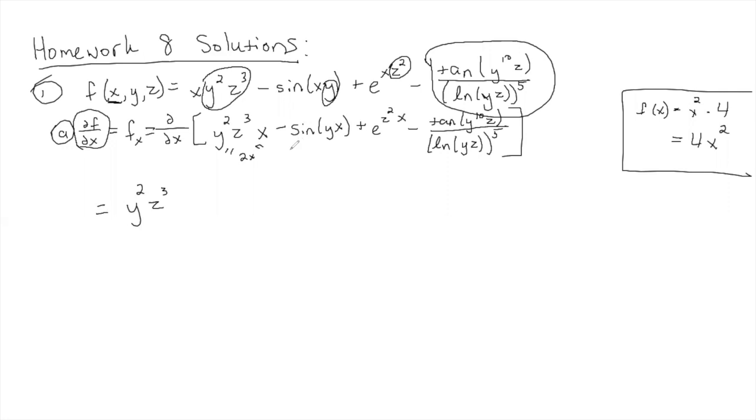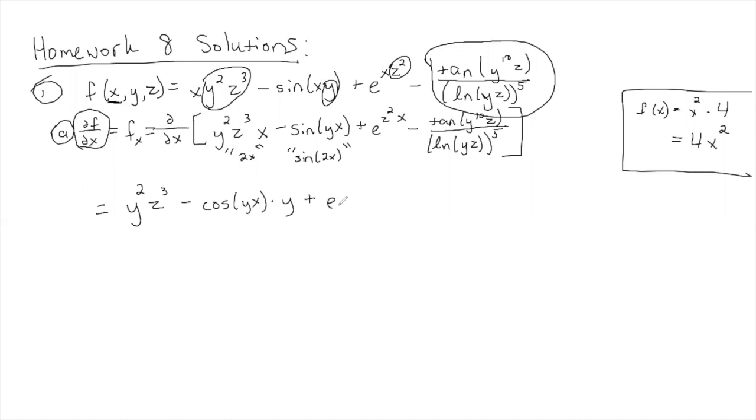Okay, now this is like sine of 2x, right? And to do this derivative, I need a chain rule. So what's the derivative of the outside? It's cosine. Sorry, that should be yx here, right? Times the derivative of the inside. And what's the derivative, partial in this case, of yx, or 2x? It's just the y. It's just the constant coefficient. So times y.